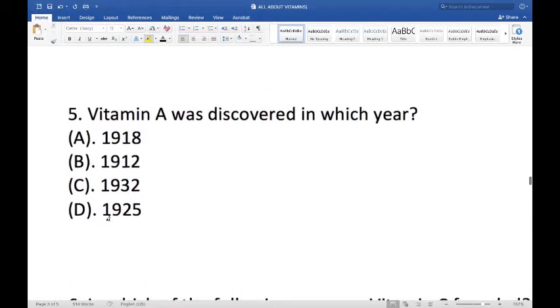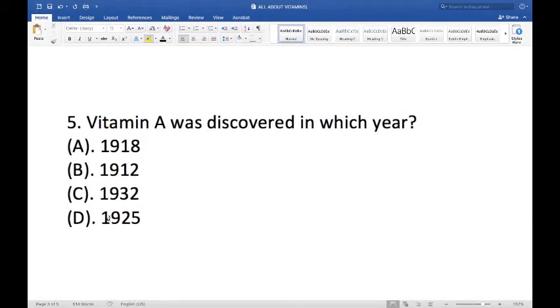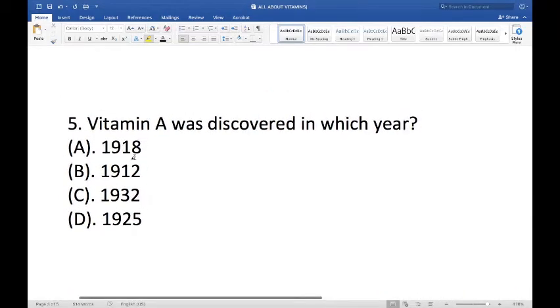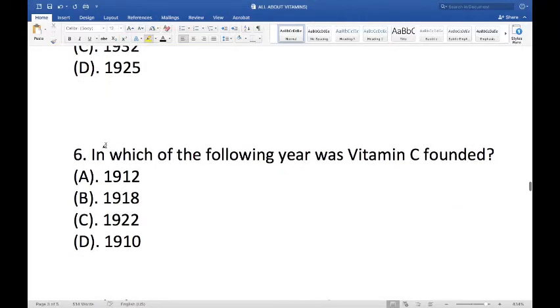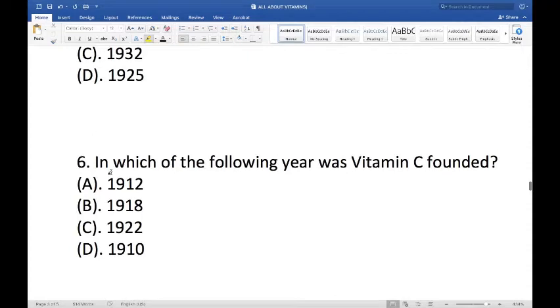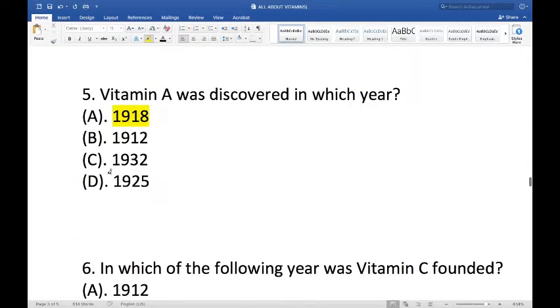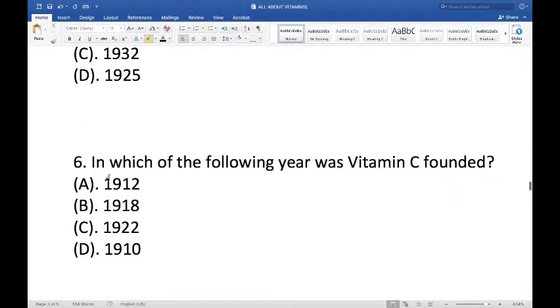Next question. Vitamin A was discovered in which year? So now, was it 1918, 1912, 1932, or 1925? So vitamin A was said to be discovered in 1918. Next question. In which of the following years was vitamin C founded? So vitamin C was discovered before vitamin A. And so the right answer here is 1912.